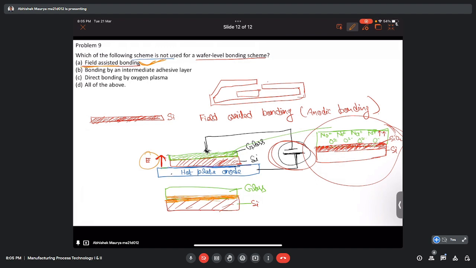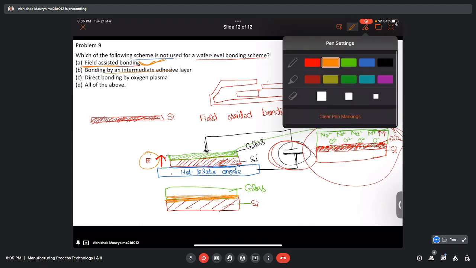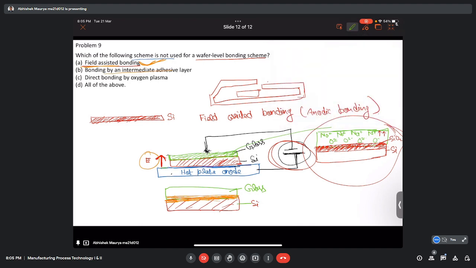There is another process, bonding by intermediate layer. Sometimes suppose we have a substrate, we have two different substrates.